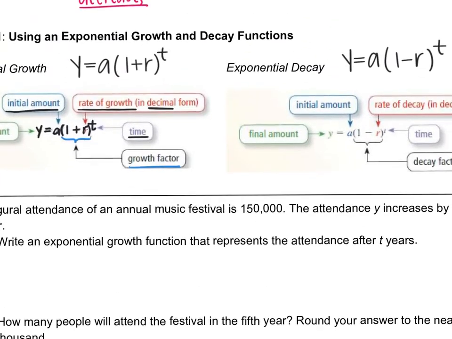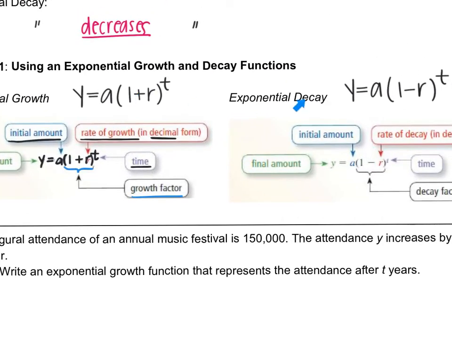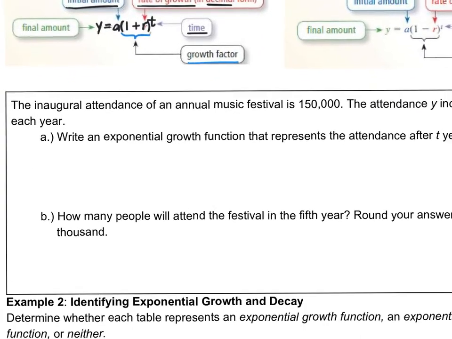So if I'm going to write an exponential function, first I'm going to have to decide if it's growth or decay. That'll determine which of these two formulas I'll use. Once I've determined which to use, I'm going to find three things: a, the initial amount, r, the growth rate, and t, the amount of time. So let's take a look at my first example here.